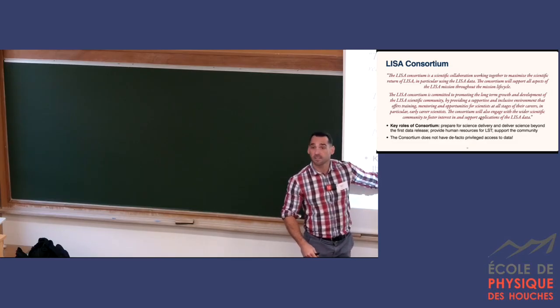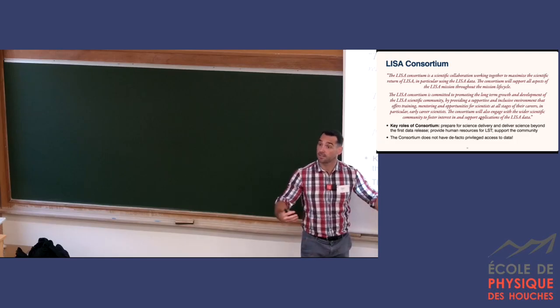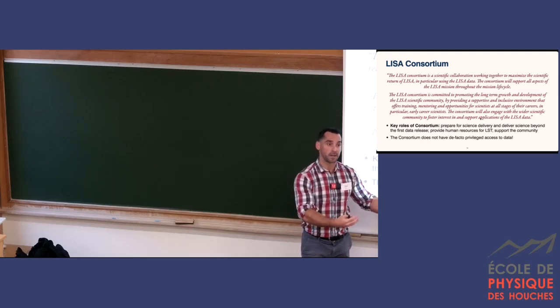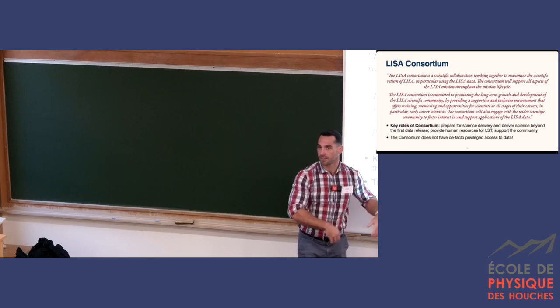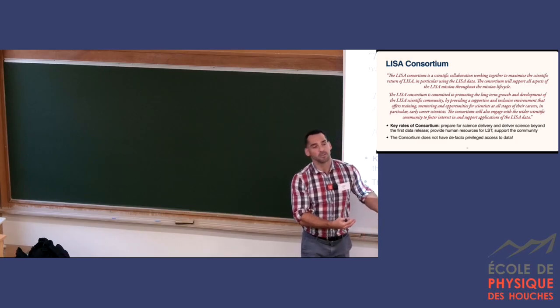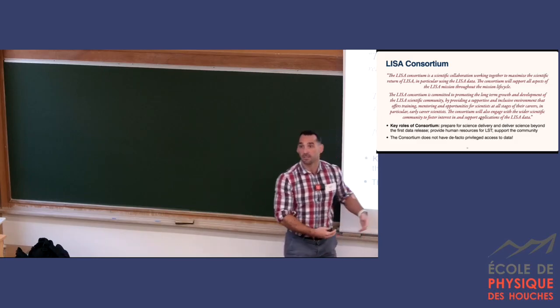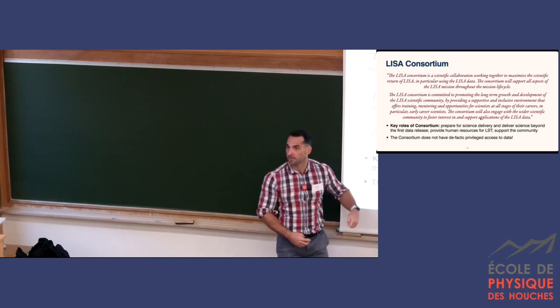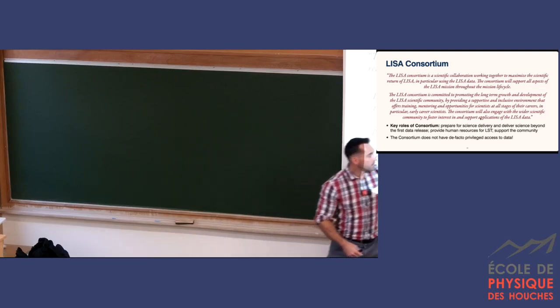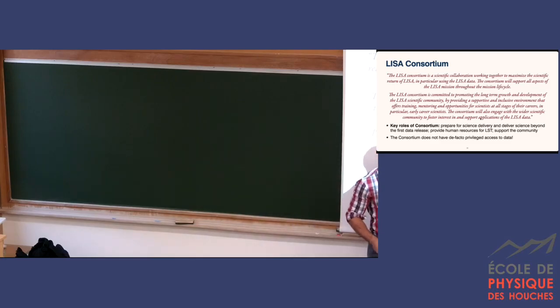Provide human resources for LST, because of course LST will say we need a paper about the measurement of the Hubble constant, right? And the people to do this will be experts, and these experts will probably be in the consortium. So that's a pool of expertise. And of course, the consortium is also here to develop and support the community in general.